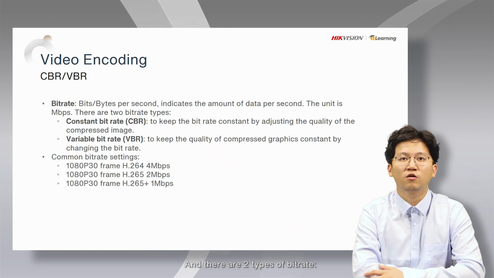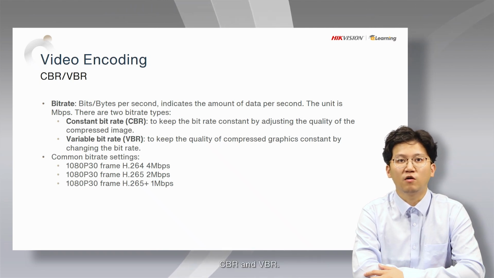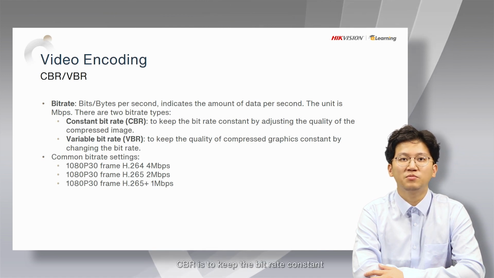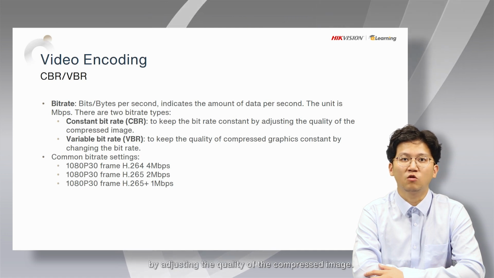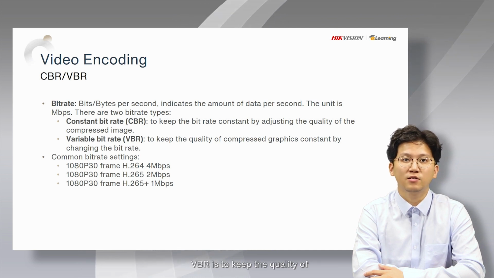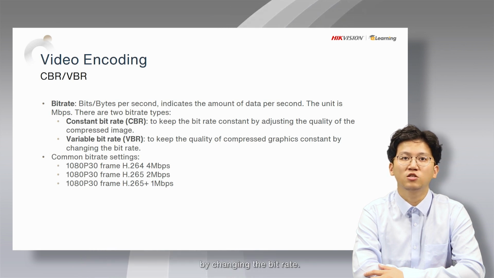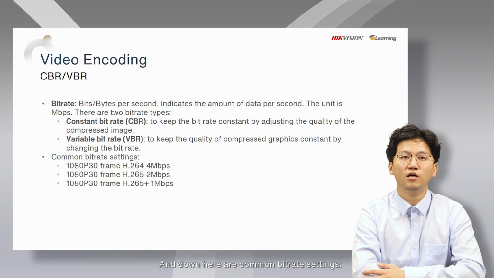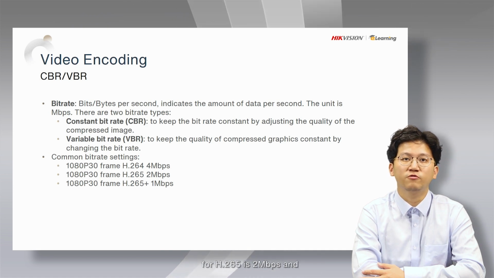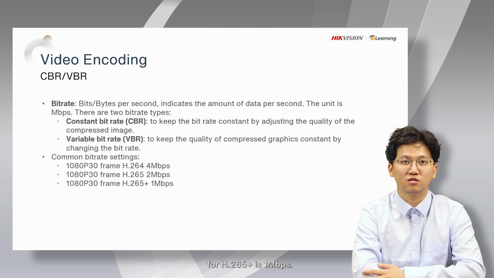And these are two types of bitrate, CBR and VBR, which mean constant bitrate and variable bitrate. CBR is to keep the bitrate constant by adjusting the quality of the compressed image, which means we give priority to bitrate, right? And VBR is to keep the quality of compressed graphics constant by changing the bitrate. Down here are common bitrate settings. 1080p 30 Hz frame for H.264 is 4 megabits per second. For H.265 it is 2 megabits per second. For H.265 Plus it is 1 megabit per second.